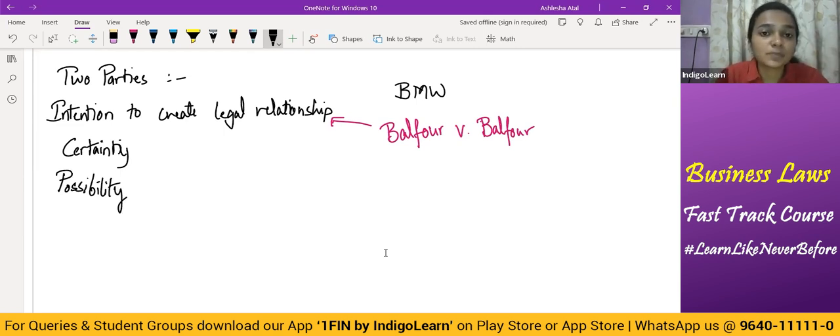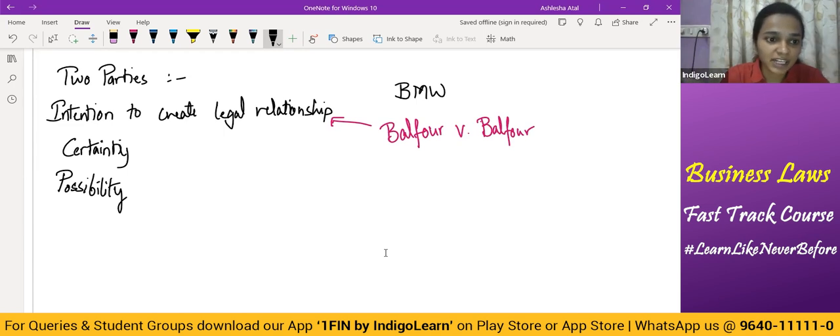So what does possibility of performance mean? The contract which is being entered into should be possible to perform. Now, if I tell you that I know magic and I can bring a dead person alive, is it possible? Even if I am a very well-known, well-trained magician, can I put life into a dead person? Is it possible? No, ma'am. Definitely not. And if I do all of this, there's no possibility of performance.